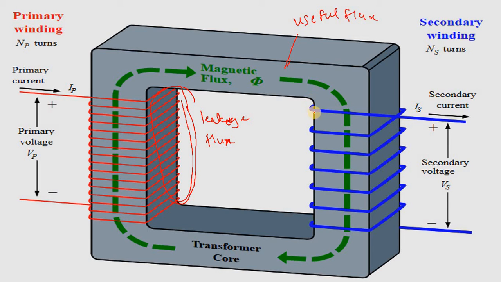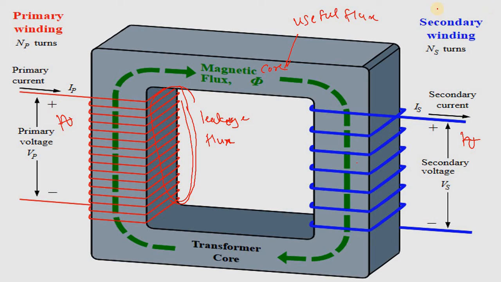So this is the leakage flux, and when this flux phi passes through this magnetic core, it will link with the secondary conductor. And as the current in the primary winding is alternating, the flux will also be alternating, and as the alternating flux links with the secondary coil, the EMF induced in the secondary coil will be an alternating one. EMF will get induced because of this alternating flux in the secondary coil.